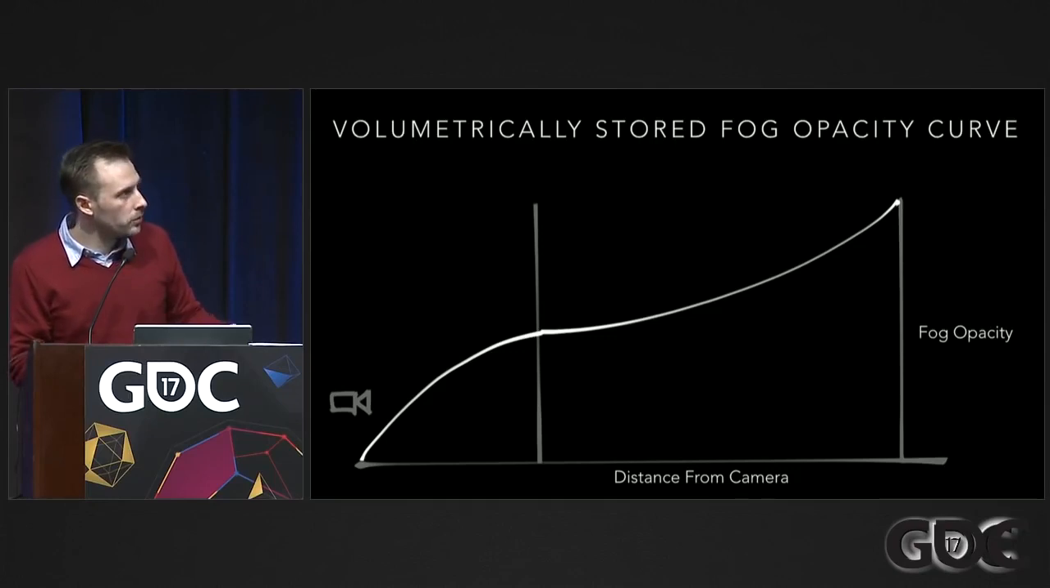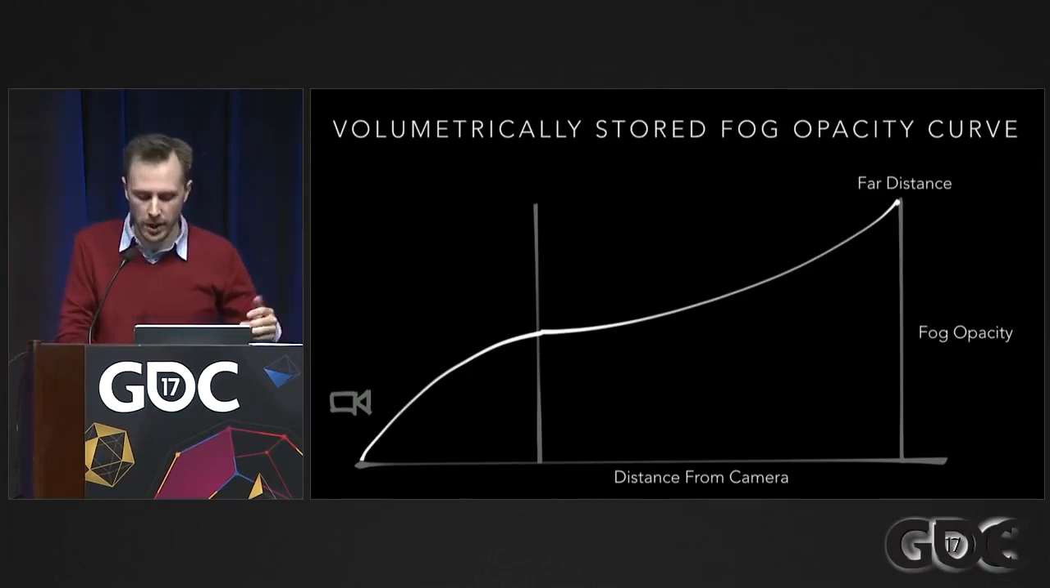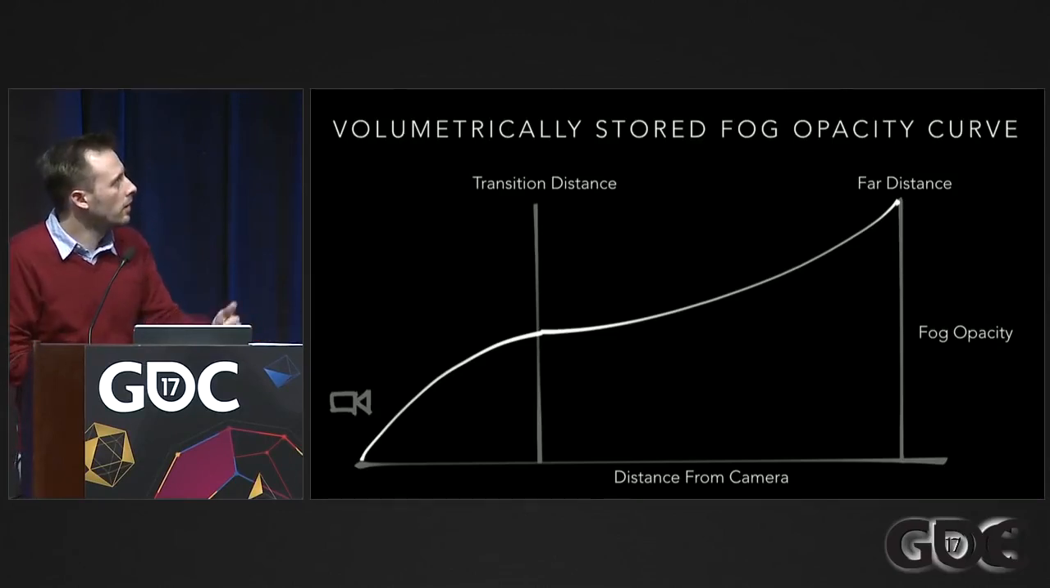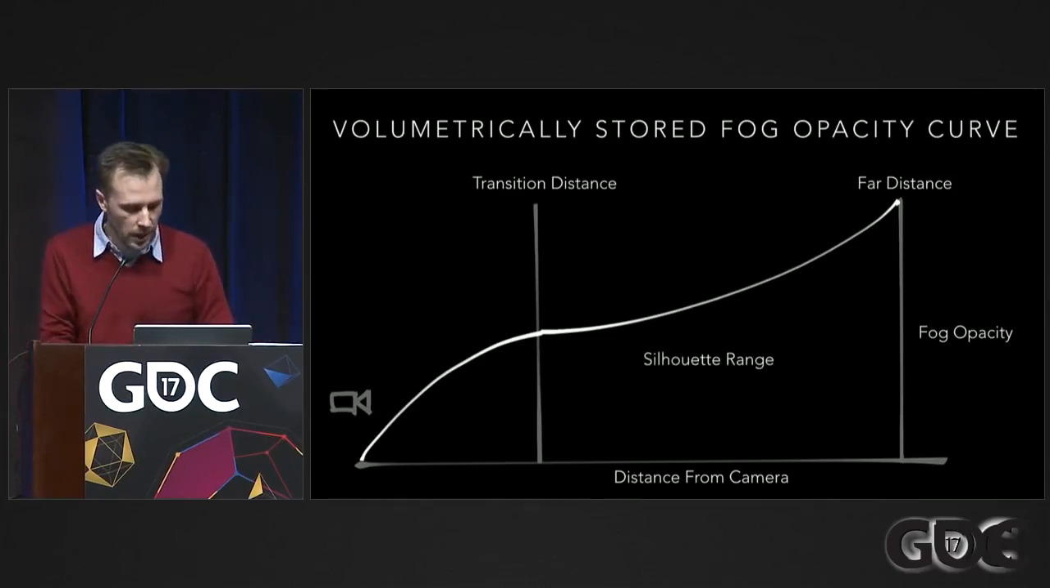And what we did was, as the fog goes away from the camera, we stored this far distance number, which is where the fog becomes completely opaque. And we stored a transition distance where we could set the fog transparency. And between those two distances, we created what we called a silhouette range, where we actually dim the lights in the level. We just had very simple directional and ambient lighting. And when you dim the lights there, it kind of creates this murky feeling.